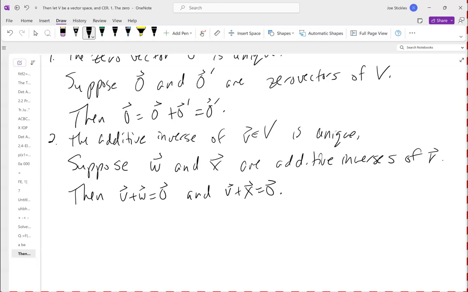That's what it means to be an additive inverse, right? We add it to V, we get back to 0 in both cases. Both of those things are equal to the 0 vector, so what can I say about V plus W and V plus X? They're equal, right? They're equal to each other.